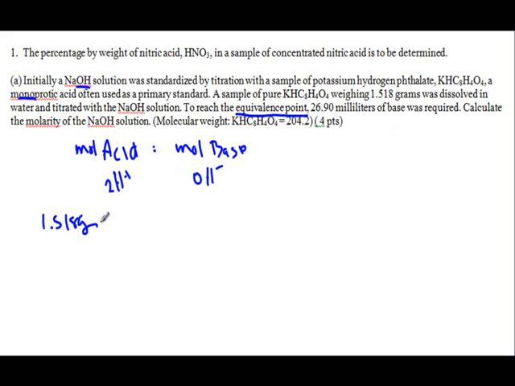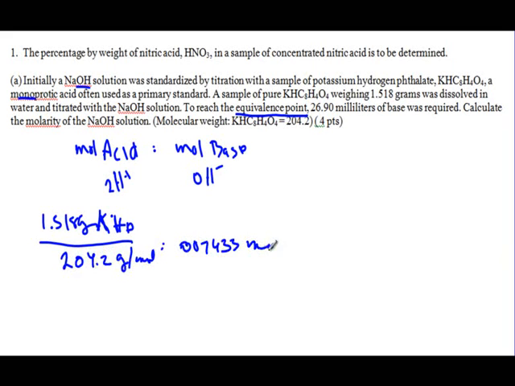Alright, anyways. So we can figure out what our moles of acid is by taking 1.518 grams of the acid, or I'll call it KHP, and dividing it by its molar mass, which is 204.2, that was provided for us, and we get 0.007433 moles of acid.